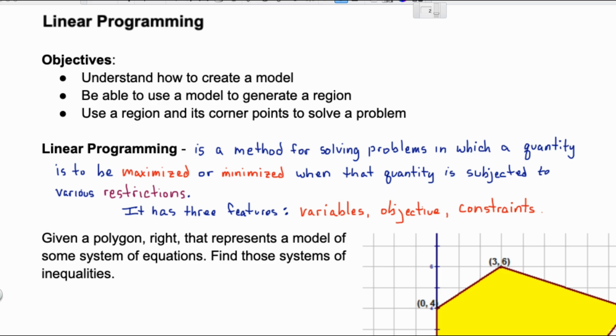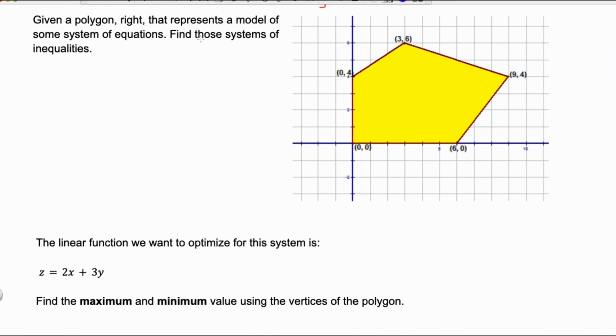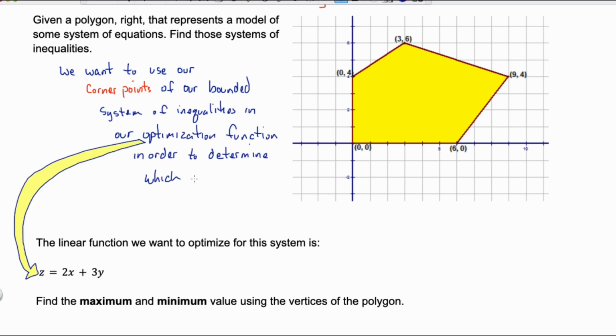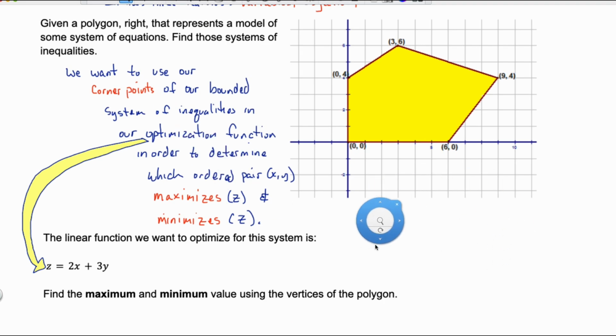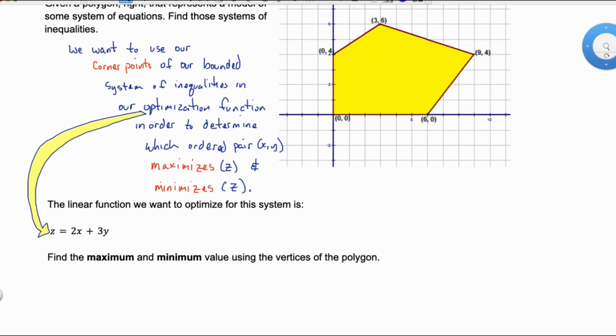And we'll start off with a simple example here of a region that has already been bounded. So we've already done the graphing of the linear inequalities. And we want to find our corner points here in the polygon and plug those into some sort of optimization function, z, in order to figure out what the maximum and minimum values are.